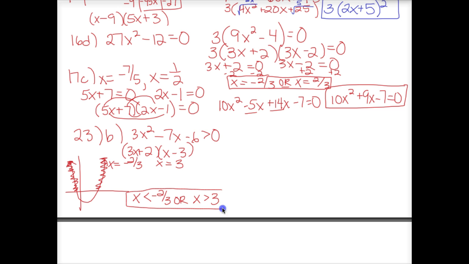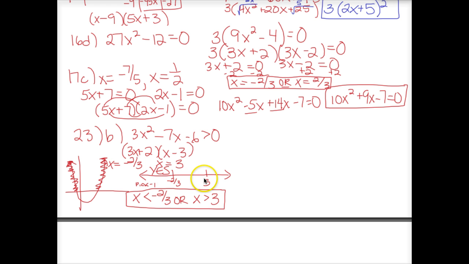Now, if you didn't like the graphing method, remember the other way to solve this is with a number line and picking points. So, if you were doing it that way, you would have to pick something that's less than -2/3. I would probably pick -1. And remember, you're plugging it into the original. So if I plug -1 in, 3 times -1 squared is 3. This would give me +7, which is 10, minus 6, which is 4. 4 is greater than 0, so this would be a yes.